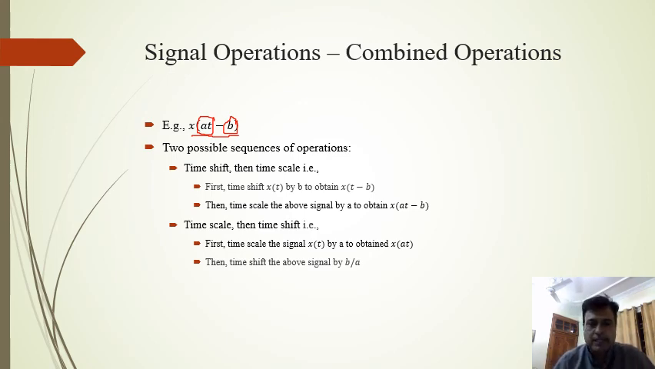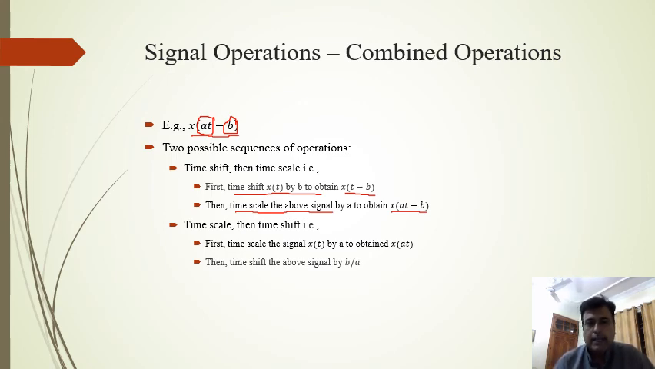So here you have two choices. The first choice is this: first you can time shift x of t by b to obtain x of t minus b. Here you require x of at minus b. So we first perform one of the operations, say time shifting, so we shifted x of t by b and obtained x of t minus b. Then the second operation in this sequence is to time scale the above signal. If we scale it by a, we will get x of at minus b, which is our required signal. So this was the first choice, the first case.